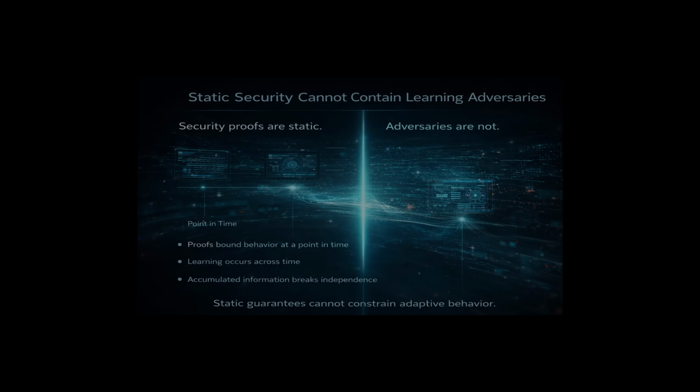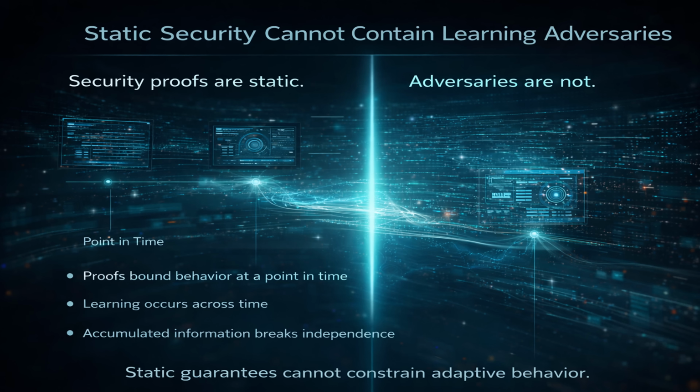This is where static security models break down. Security proofs provide guarantees at a point in time. They bound behavior under fixed assumptions and isolated executions. But adaptive adversaries don't operate at a single moment. They operate across time. With each interaction, information accumulates, correlations emerge, and independence assumptions quietly erode. What looks secure in isolation becomes predictable in aggregate. And once learning occurs across repeated interactions, static guarantees can no longer constrain adaptive behavior.